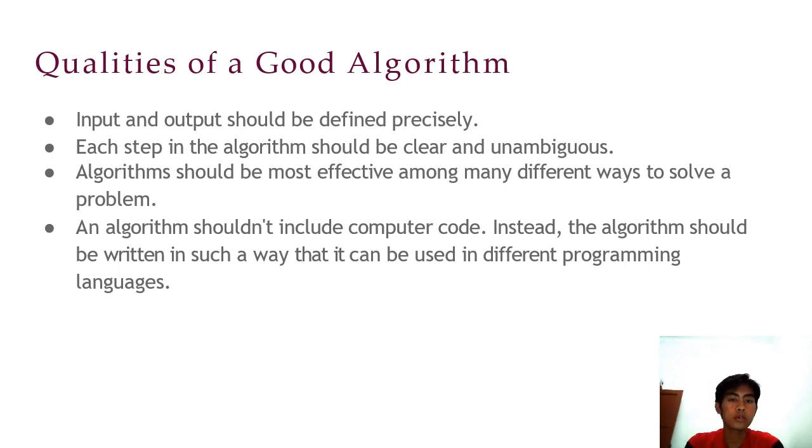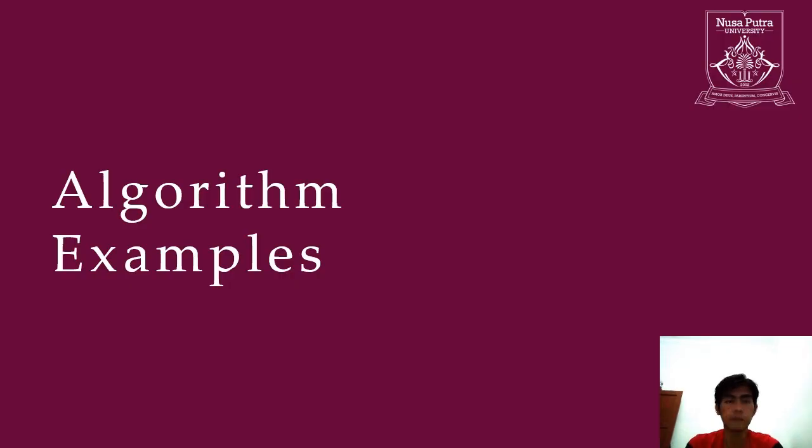Inputs and outputs should be defined precisely. Each step in the algorithm should be clear and unambiguous. Algorithms should be the most effective among many different ways to solve a problem. An algorithm should not include computer code. Instead, the algorithm should be written in such a way that it can be used in different programming languages.